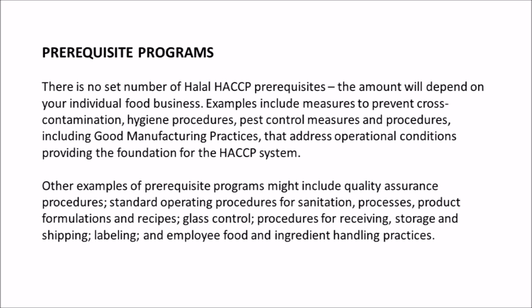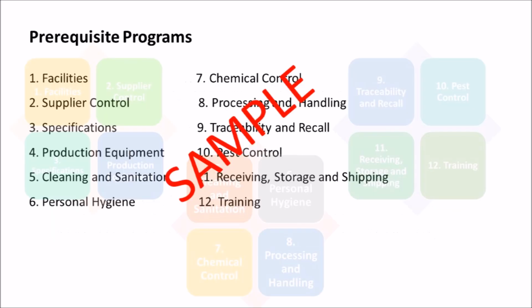Other examples of prerequisite programs might include quality assurance, the QA procedures, SOPs, standard operating procedures for sanitation processes, product formulation, the ingredients used, and recipes, glass control measures, glass policy, jewelry policy. These are the measures or procedures for receiving, storage, and of course delivering, logistics, shipping, labeling, and employee food and ingredient handling practices, good hygiene practice, and so on.